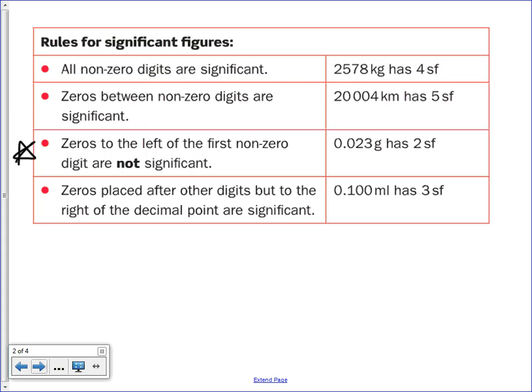And then the last one, any zero that you place after a number to the right of the decimal is going to be significant. So if it's asking you to round to 2 significant figures or 3 significant figures, just obey these rules in the question because you're not going to get full credit on the IB unless you've done your significant figures and rounding correctly.